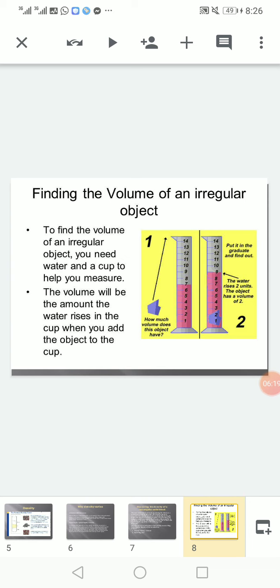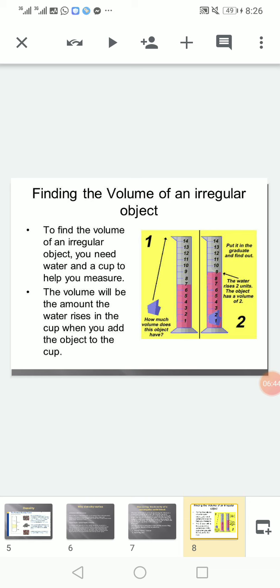Now, how do you find the volume of an object? To find the volume of an irregular object, you need water and a cup to help you measure. The volume will be the amount the water rises in the cup when you add the object into it. In this slide, we have two measuring cylinders that are graduated. Now, the volume of the irregular object that we want to look for.